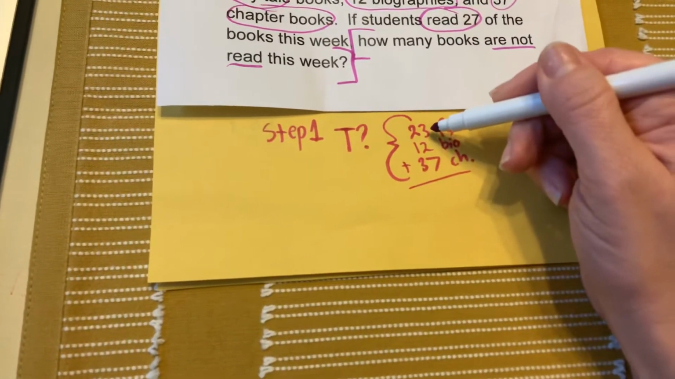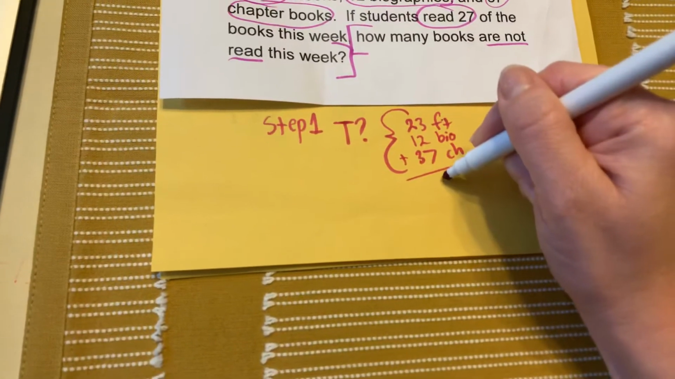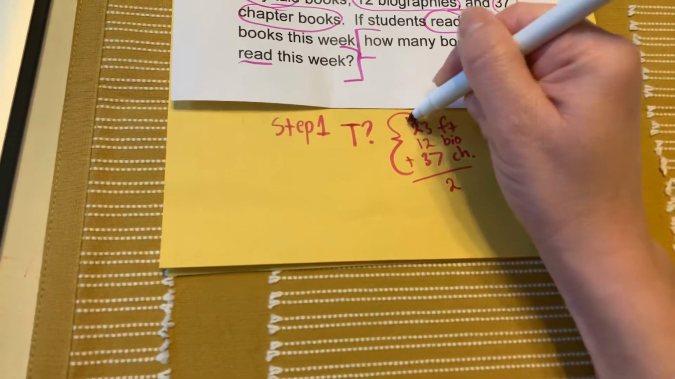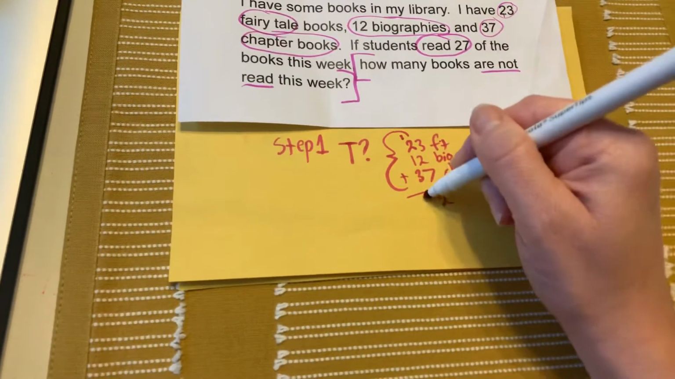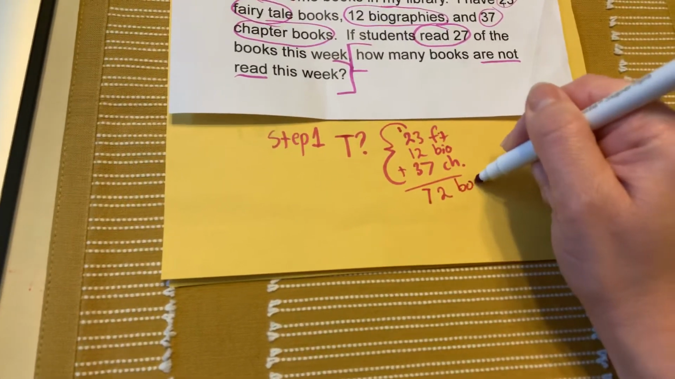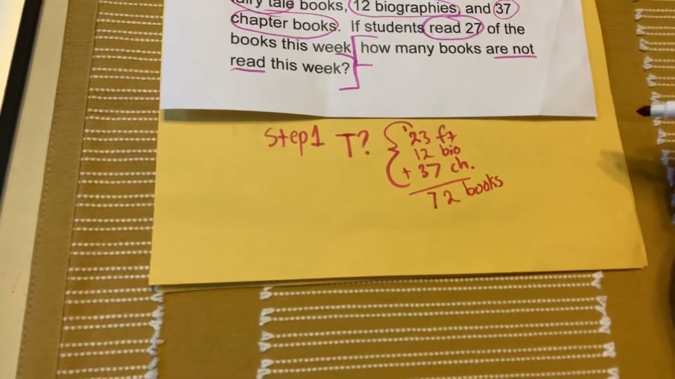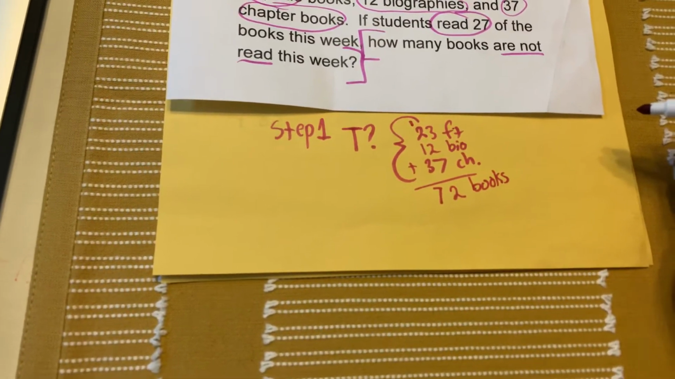So 7 and 3 make 10, plus 2 is 12. Put down my 2, carry my 1. 2, 3. 3 plus 3 is 6, plus 1 is 7. Okay. So I have 72 books in my library.